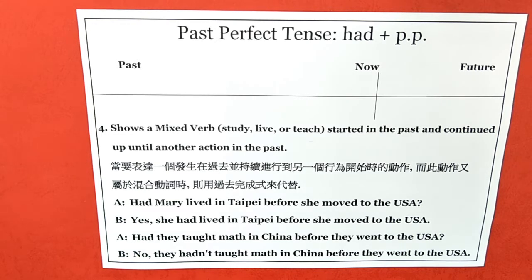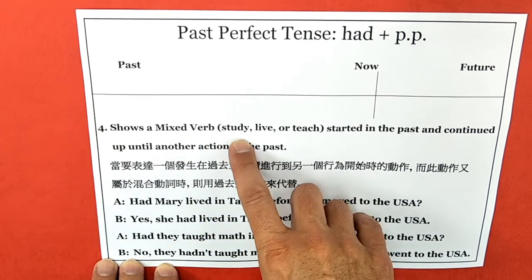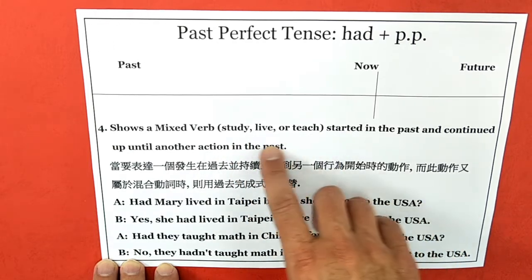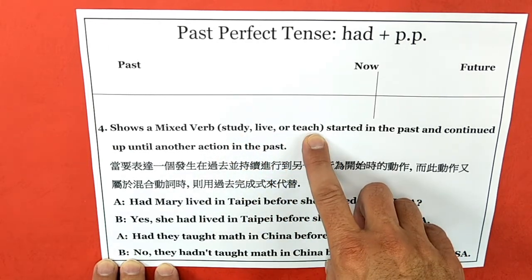Usually when we talk about a verb tense, it has a specific meaning. But with these mixed verbs, we can use two different verb tenses, but they have the same meaning. This is why sometimes American kids are confused. What tense is this? What should I use here? Well, especially with the mixed verbs. Now, in Taiwan, your teacher will teach you these three mixed verbs: study, live, or teach.